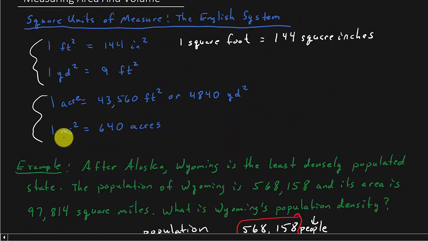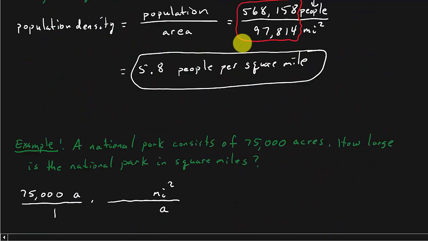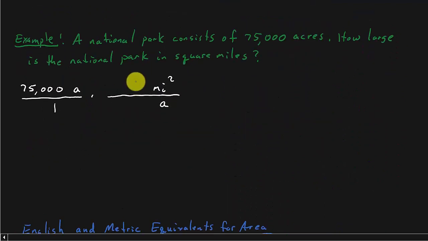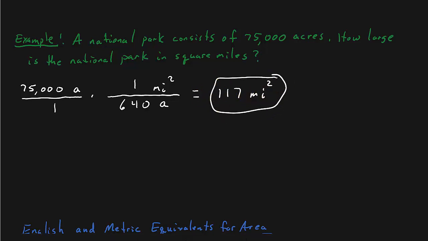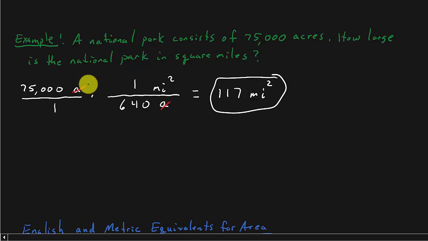So there's 1 square mile is equal to 640 acres. And then when you punch that into your calculator, you're going to get approximately 117 square miles. Okay, because see the acres canceled out, and that's what you're left with.